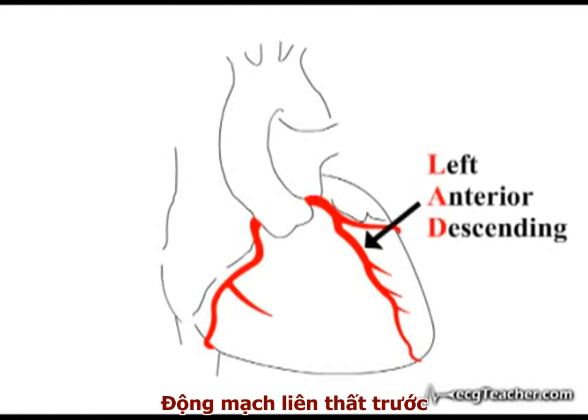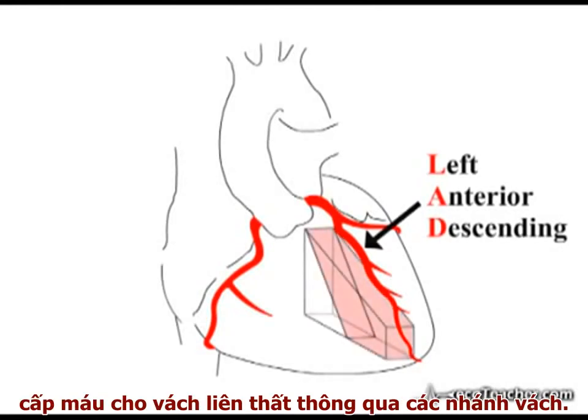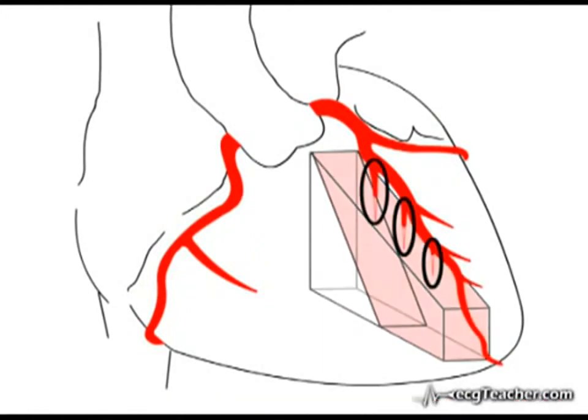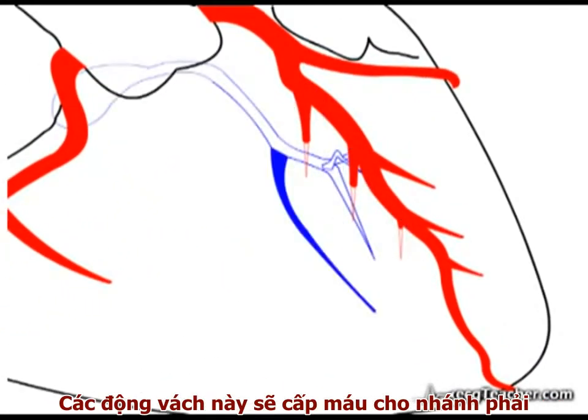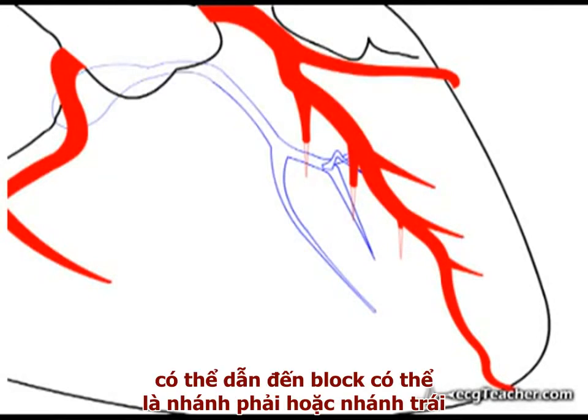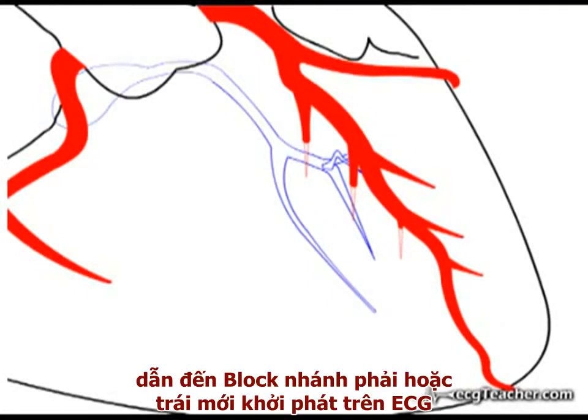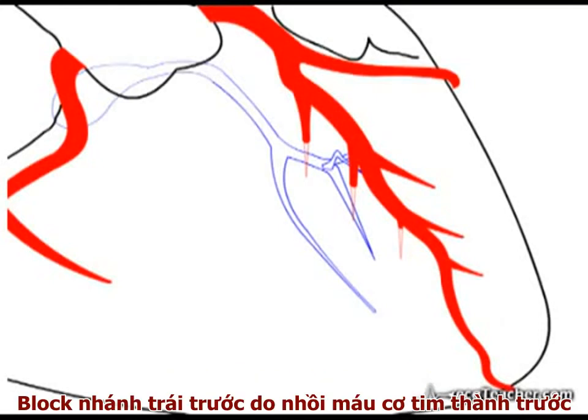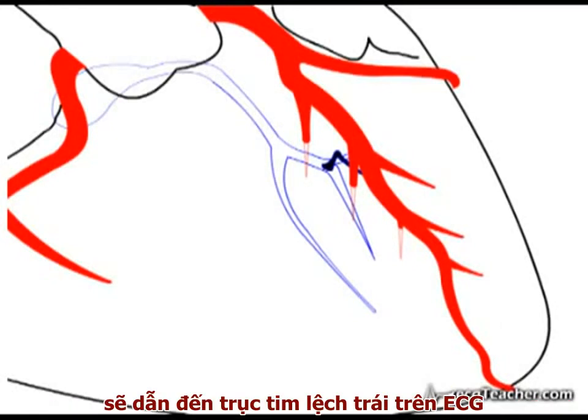The left anterior descending artery supplies the interventricular septum through septal branches. These vessels supply the right bundle branch, the main body of the left bundle branch and the left anterior fascicle of the left bundle branch. Anterior myocardial infarction may therefore result in blockage of conduction in either the right or left bundle branches, resulting in new onset right or left bundle branch block on the ECG, while left anterior fascicular block developing in anterior MI will give rise to left axis deviation on the ECG.